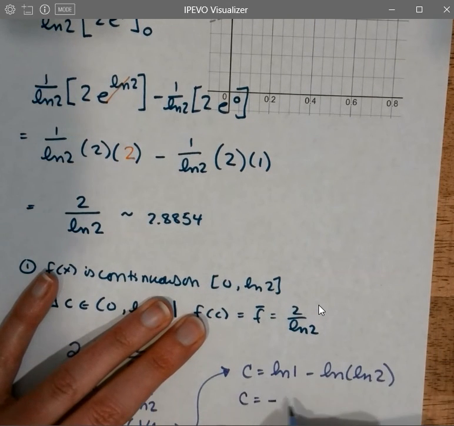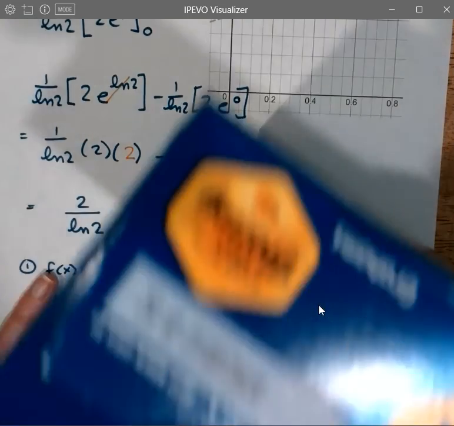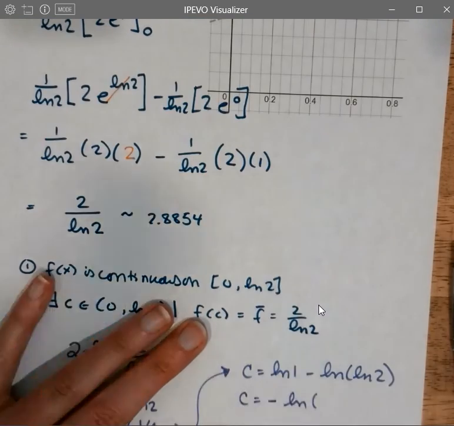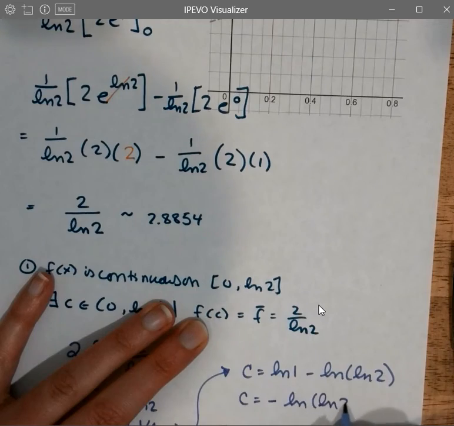So c is equal to negative the natural log of the natural log of 2. Hi graham crackers, one second.